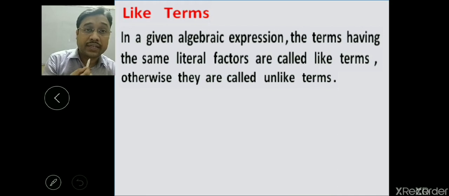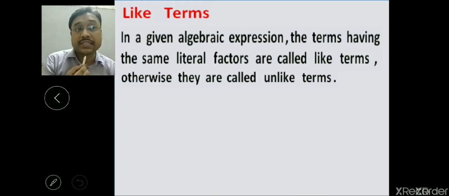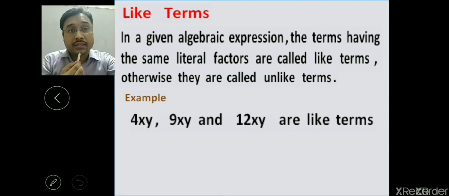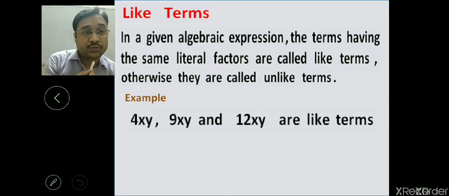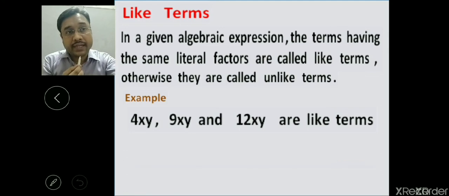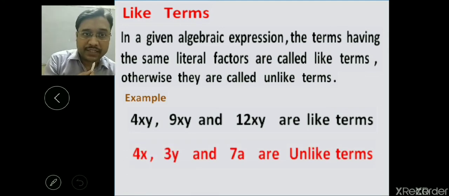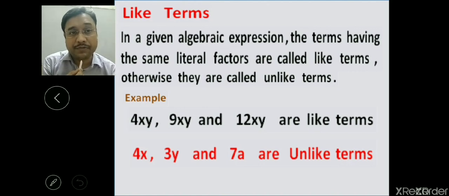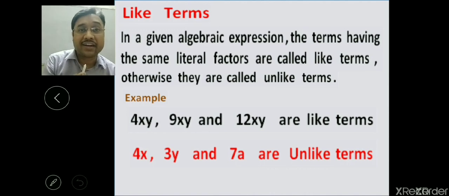So we can define this. In algebraic expressions, the terms having same literal factors are called like terms, otherwise they are called the unlike terms, such as 4xy, 9xy and 12xy. They all have the same literal factors x and y multiplied with each other, xy, xy, and that's why they are called the like terms. And these are unlike terms, such as 4x, 3y and 7a. Here the literal factors, that means the variable factors x, y and a are different.